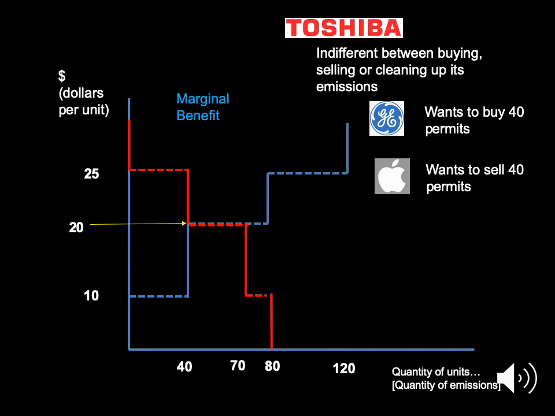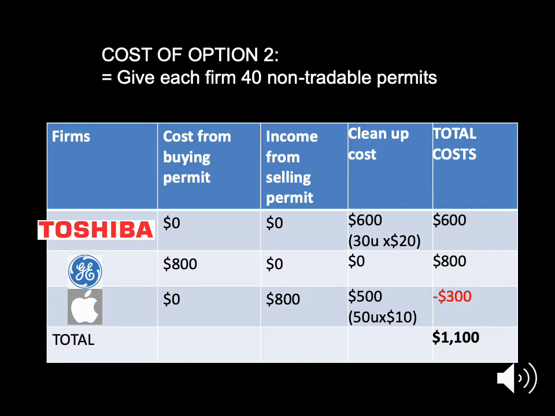So for them, they are indifferent between buying, selling, or cleaning up their own emissions. But General Electric wants to buy 40 permits and Apple wants to sell their 40 permits. So they will make a transaction between them. Here I put a table with all the costs and income from these transactions.